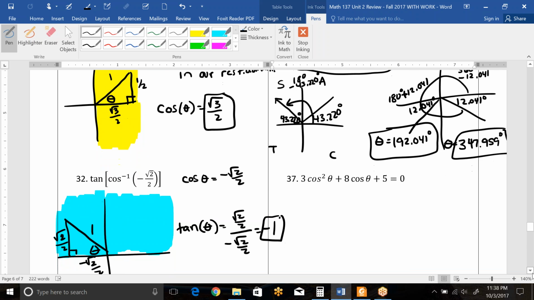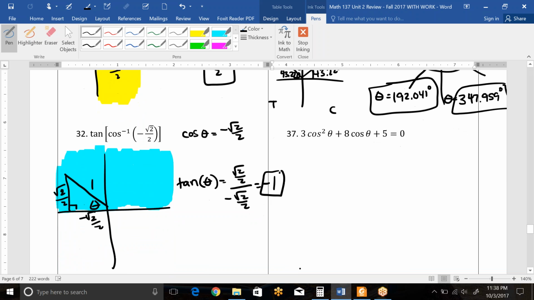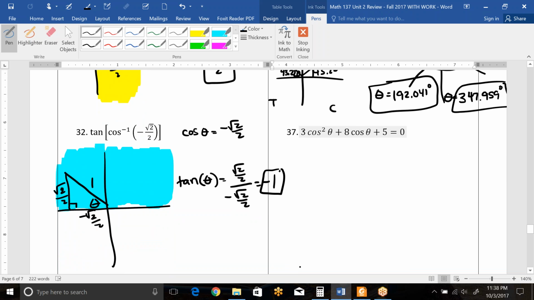Okay, so let's look at 37. This one's a cosine one. It might be factorable here. 3 times 5 is 15. Factors of 15 that add up to 8 are 3 and 5. Yeah, we can factor this one. I'm going to go ahead and factor one just so we can do one that's not the quadratic formula. So this would be 3 cosine squared theta plus, remember we expand the middle, a 3 cosine theta plus a 5 cosine theta is the 8, plus the 5 equals 0.